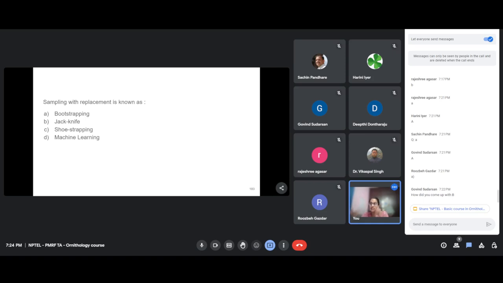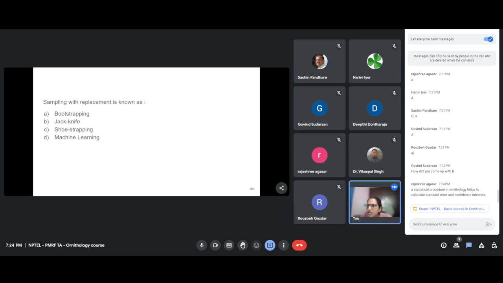But when I say with replacement, I can repeat the values again, and that will give me a distribution of the means of those 100 values within this sample set. So it is actually a measure of precision.